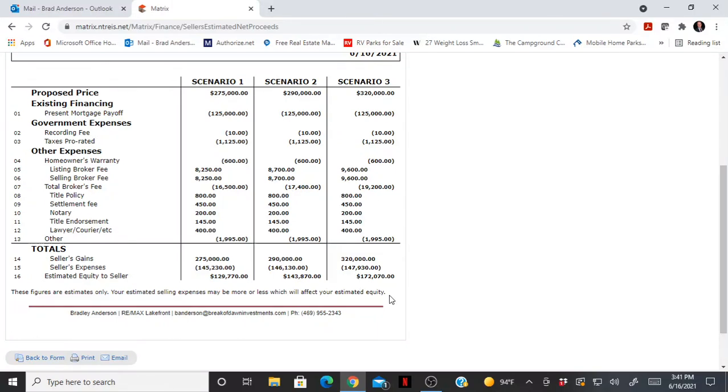Now, what I always tell people after I finish explaining that part is that, once we are locked into a contract, the seller and the buyer are by law entitled to disclosures as to exactly what these costs will be. This is merely an exercise to give them a ballpark figure as to what they might net based on certain costs.